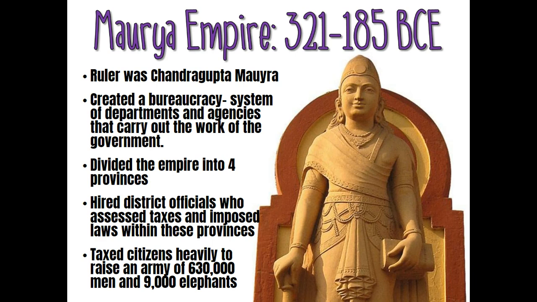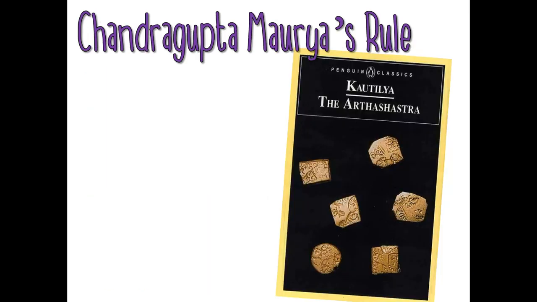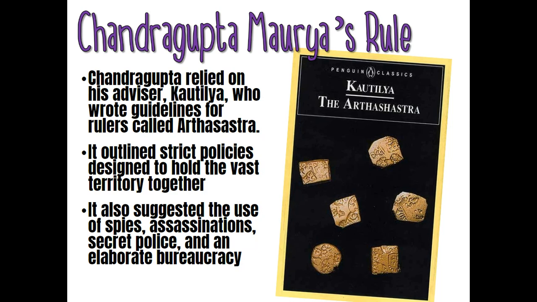So Chandragupta Maurya began the Maurya Empire. And during his rule, he relied heavily on Kautilya, who was his advisor. And here you see his writings in the Arthasastra. It was all about strict policies designed to hold this big territory together. And it emphasized one of the main things that he used in order to control all this area, which is spies, assassins, secret police, and having this widespread bureaucracy.